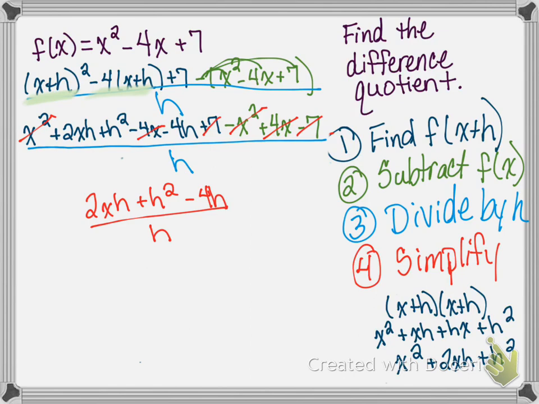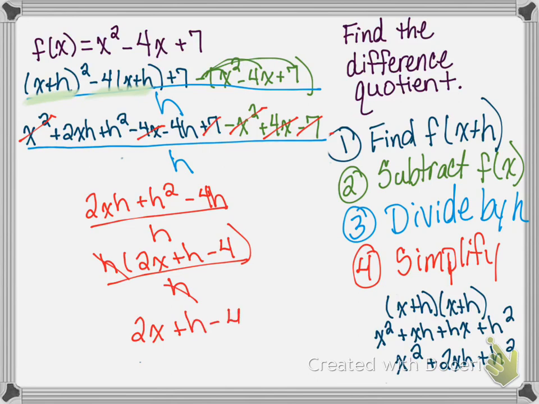The next step is I've got a common h in all of these. So I'm going to pull out an h, and I'm left with 2x plus h minus 4. So my final answer here is 2x plus h minus 4.